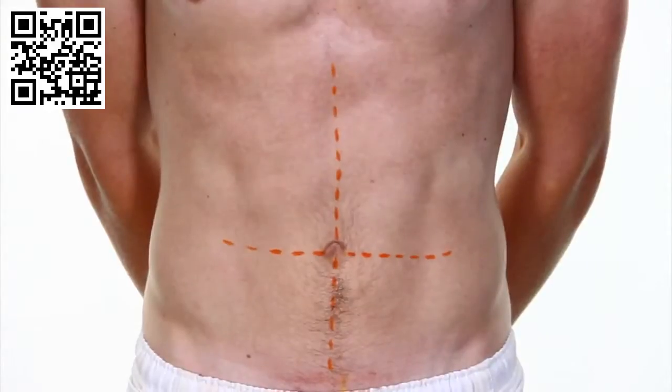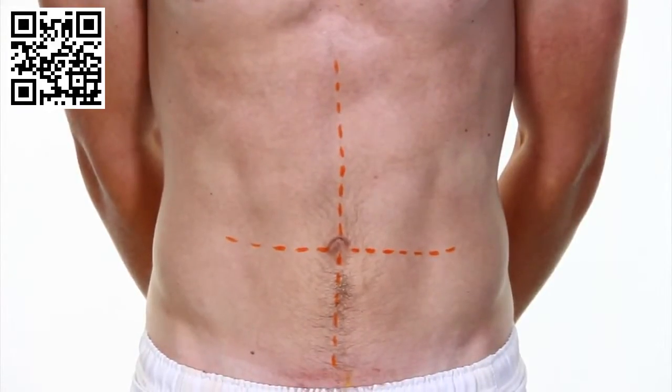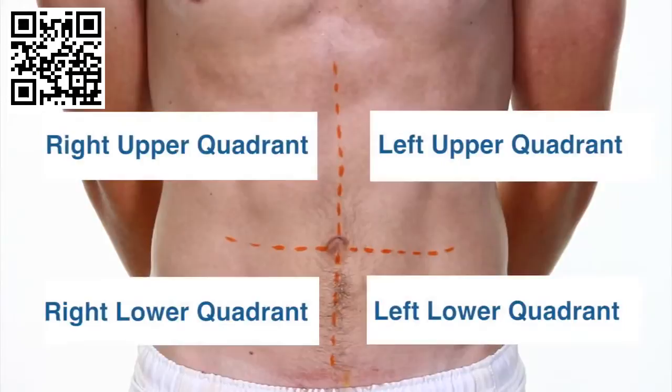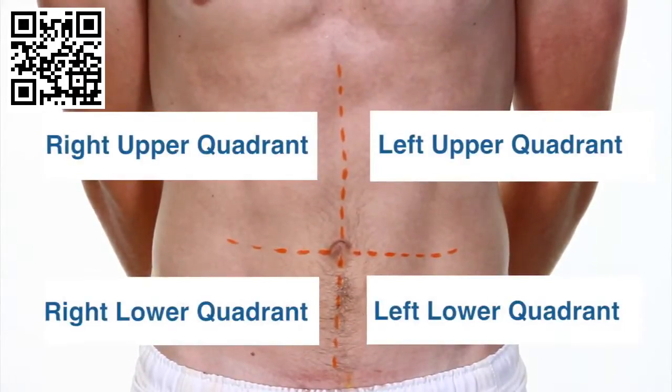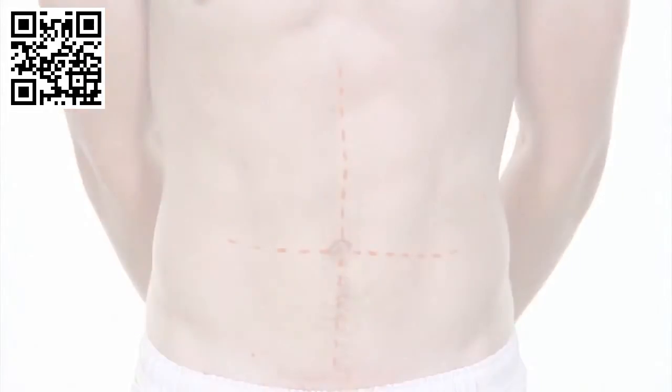For the purposes of the examination, we'll divide the abdomen into 4 quadrants, as shown here. They are the left lower quadrant, left upper quadrant, right upper quadrant, and right lower quadrant.